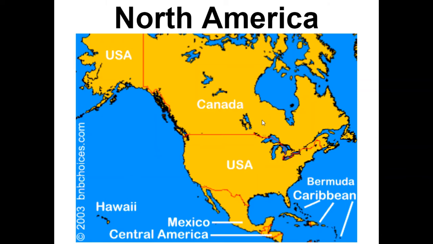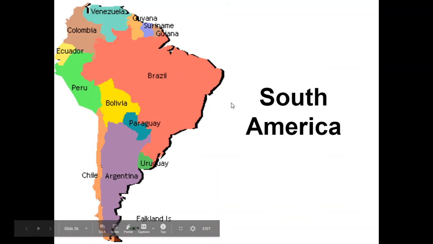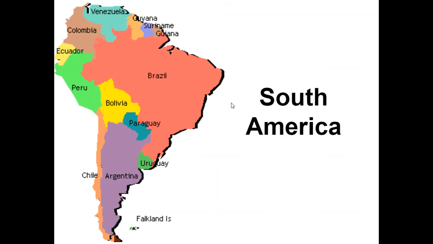This is North America, which includes the United States, Canada, and Mexico, also Alaska, and also the Caribbean islands. South America includes the countries that are in South America, for example, Brazil, Venezuela, Colombia, Ecuador, Peru. This is all South America.